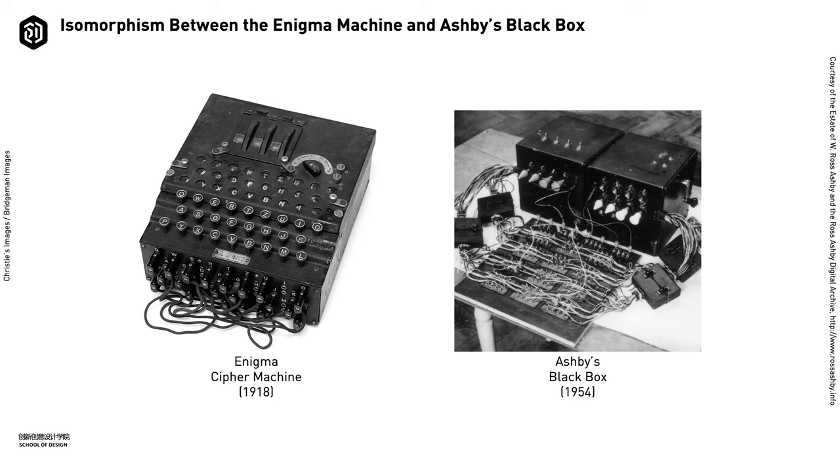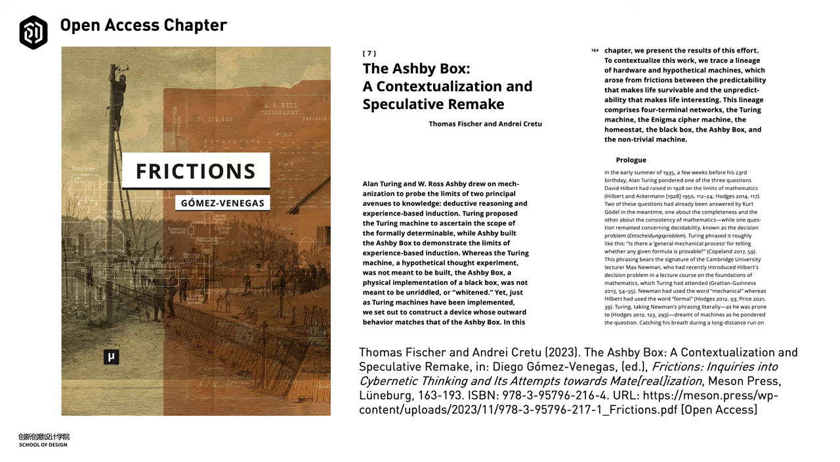In Ross Ashby's Black Box, we have four input switches, four output lamps, a plug board for rewiring, and a hand crank on the side with a rotational switch that he built. I was very intrigued by this isomorphism between these two devices, and together with Andre, we've developed a larger narrative to contextualize this in the history of machines, where we hypothesize how this machine came into existence. There's no time for me to go through this entire story. We've written this up as, I think, a really nice chapter.